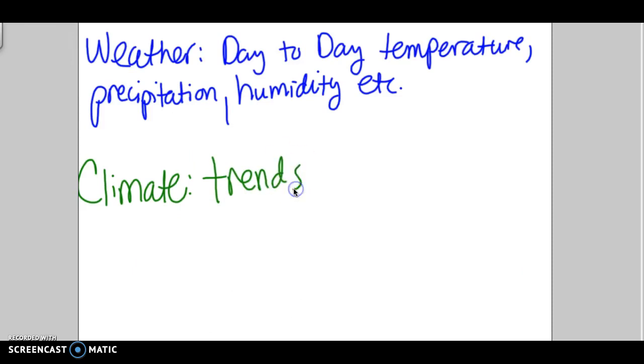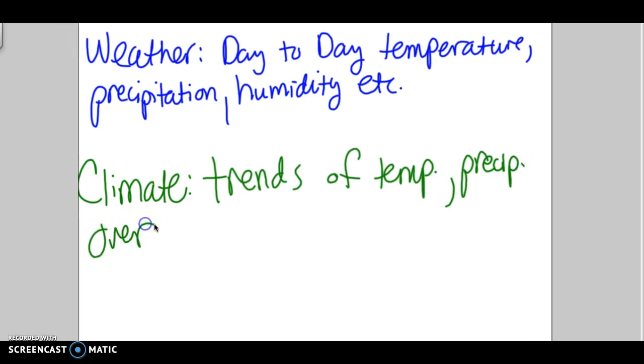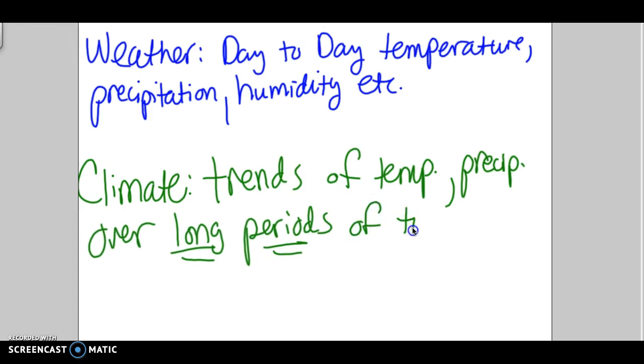The trends of temperature. I'm abbreviating now. Precipitation. Over long periods of time. That is the difference between weather and climate. One, I am measuring day to day. That is my weather. Right?